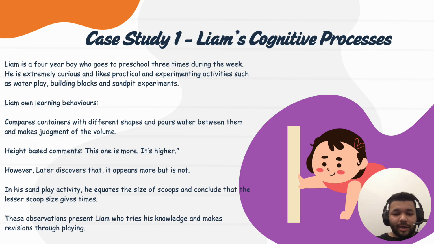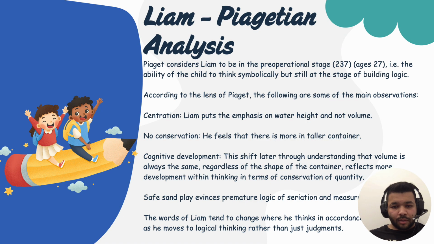In the second activity, he equates the size of scoops and concludes the lesser size takes more time. These observations present Lime as someone who builds knowledge and revises it through play. Piaget's analysis considers Lime to be in the preoperational stage, the ability of a child to think symbolically but still in the stage of building logic.